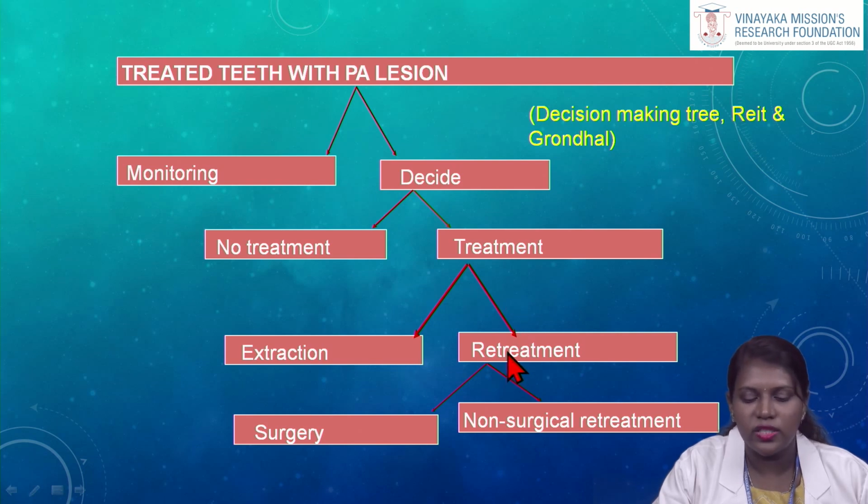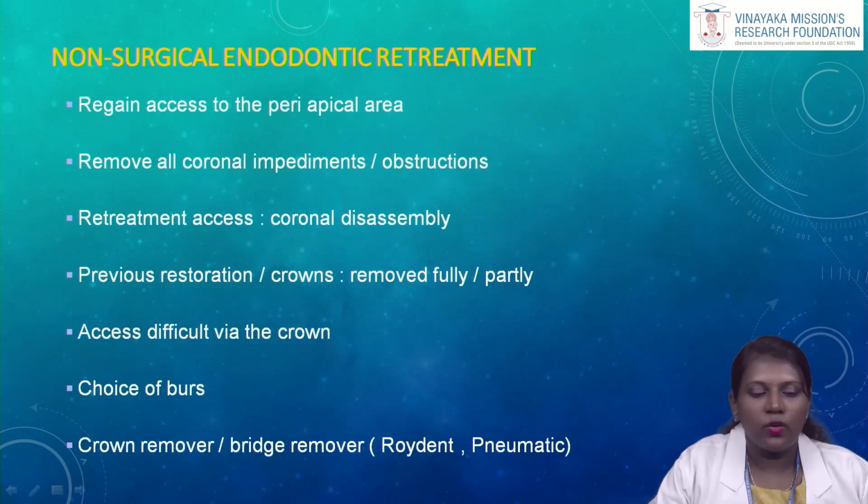If we are going for retreatment, we have two modes of retreatment. One is surgery and the other is non-surgical retreatment. Here we are going to see non-surgical endodontic retreatment. In non-surgical endodontic retreatment, what we have to do first is regain access to the periapical area, and next we have to remove all the coronal obstructions.